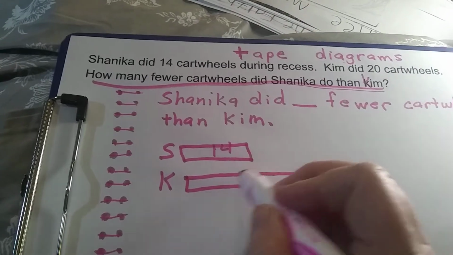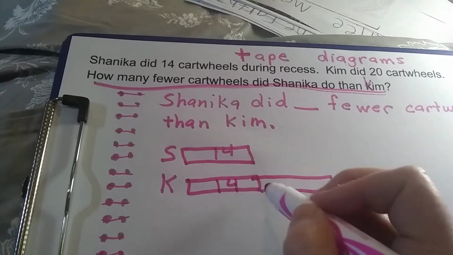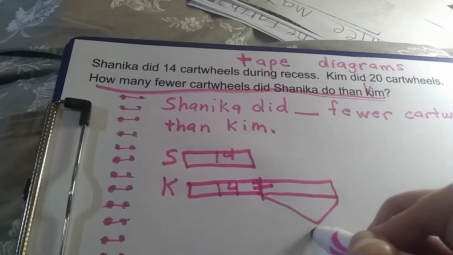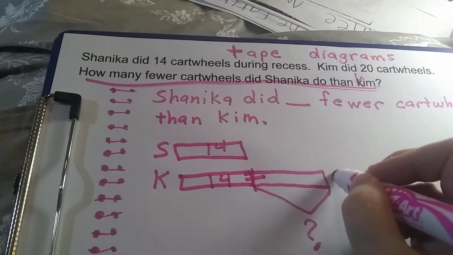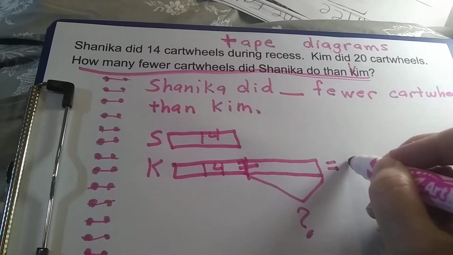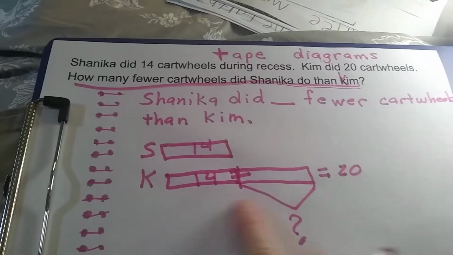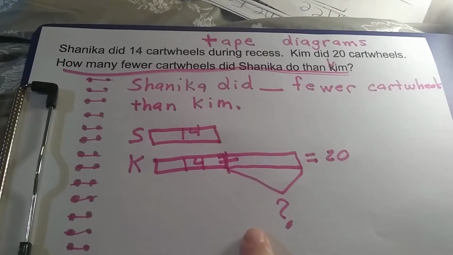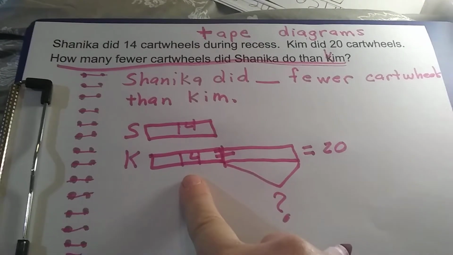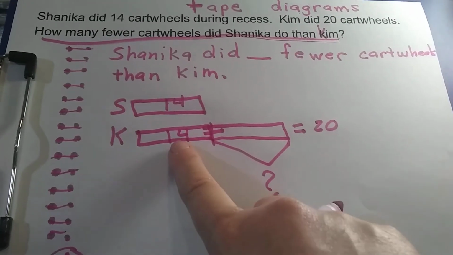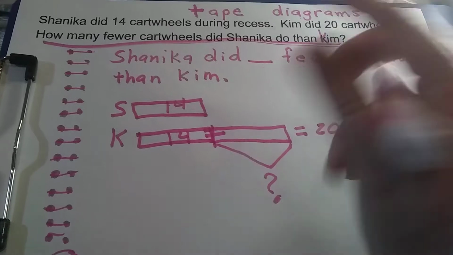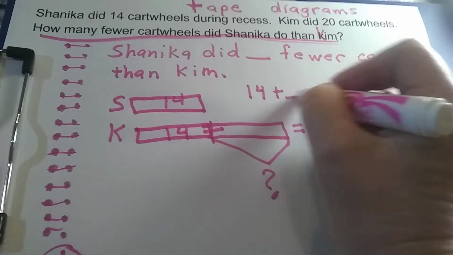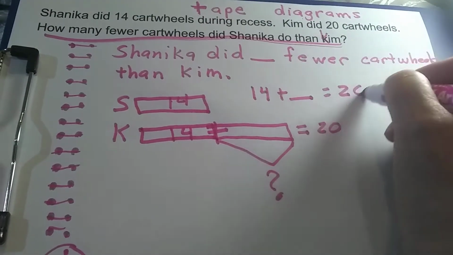So what that's saying is 14 plus something, the question mark, is going to equal Kim's 20. So this whole thing has to equal 20. Kim's 20. 14 is part of it. So you're just adding 14 plus blank. So one of your addends is missing. 14 plus blank equals 20.